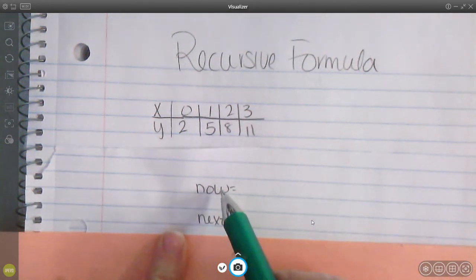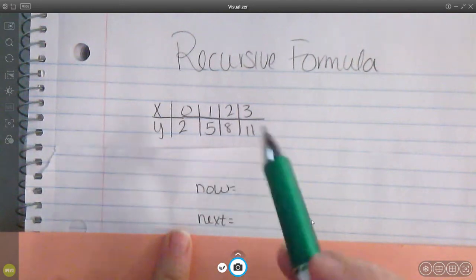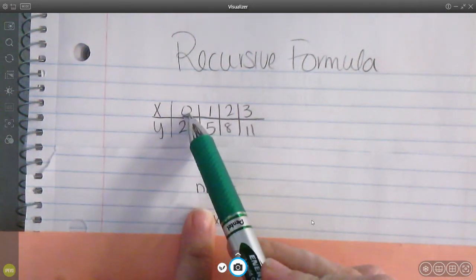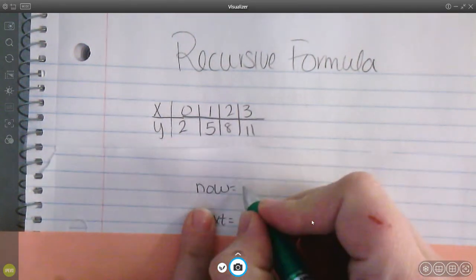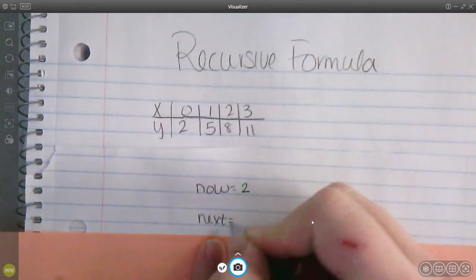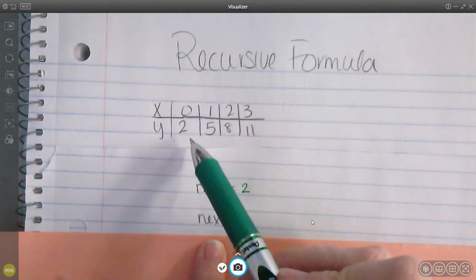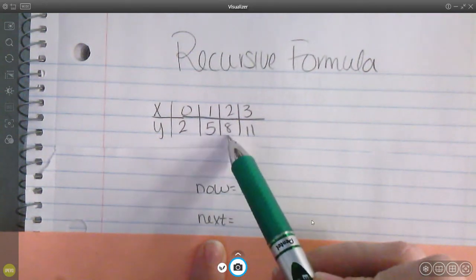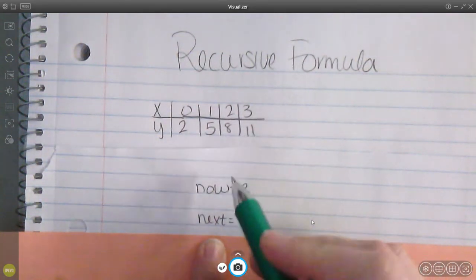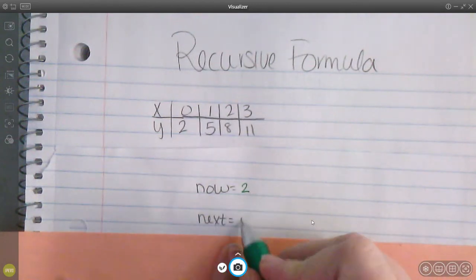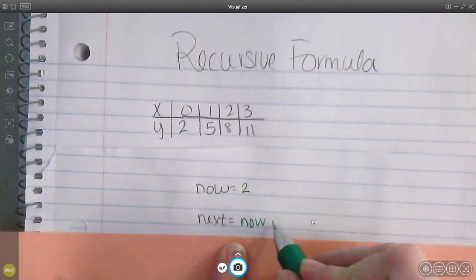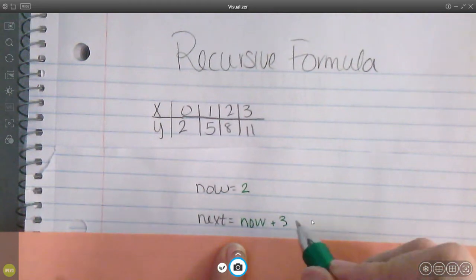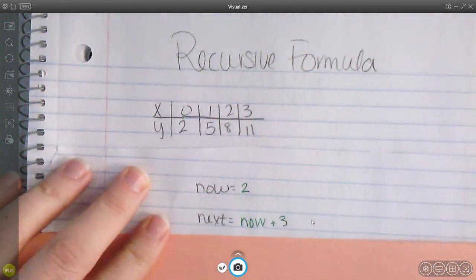So now is always talking about your y value when your x is 0. So here x is 0 and our y value is 2. So our now is 2. Next, we're starting at 2, and we're going to 5, then 8, then 11. So we are adding 3 every time. So our next value is going to be our now value plus 3. So that's how we wrote a now-next equation.